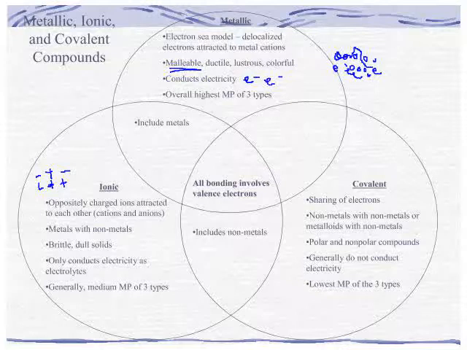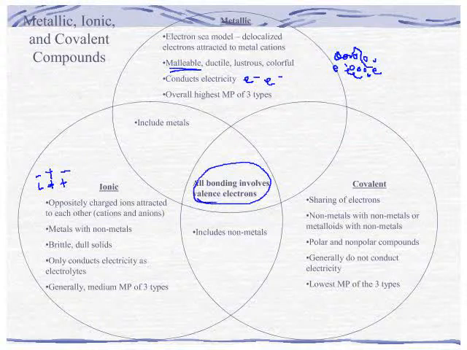Okay. Covalent compounds are your nonmetals or metalloids together. They are sharing their electrons, and we'll talk about why in just one second. And we have polar and nonpolar, and I'll explain that, and lowest melting point of all. Regardless of what type of compound we are talking about, it's your valence electrons that cause everything to bond together.